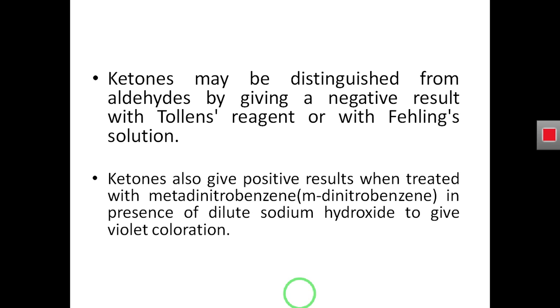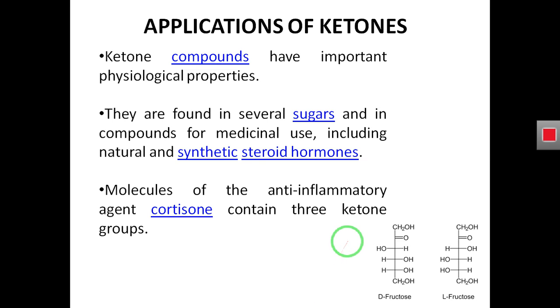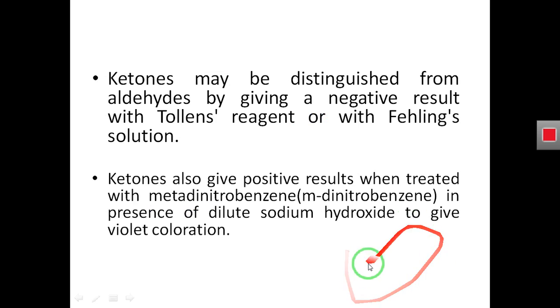So we can also identify ketone in a mixture or sample present in a test tube or any other equipment by using metadinitrobenzene. In the presence of sodium hydroxide, we will have a test tube, and in this test tube we don't know what the mixture is, either it will be ketone or any other compound.